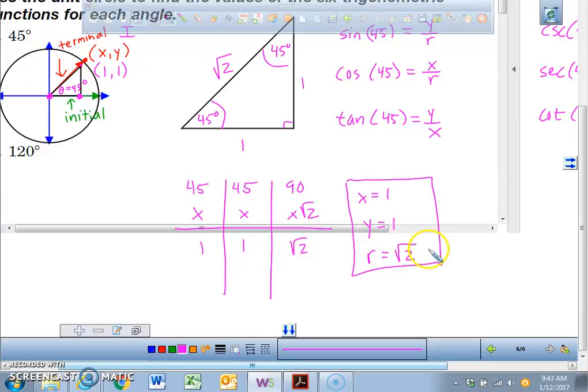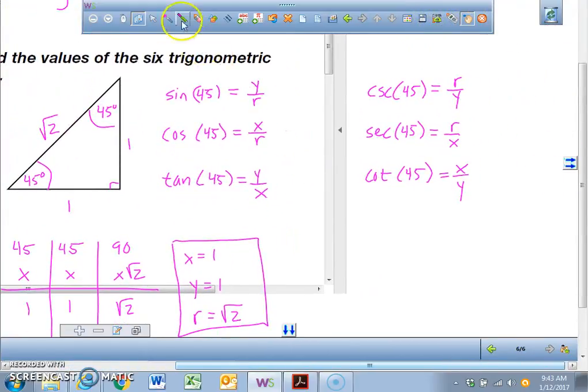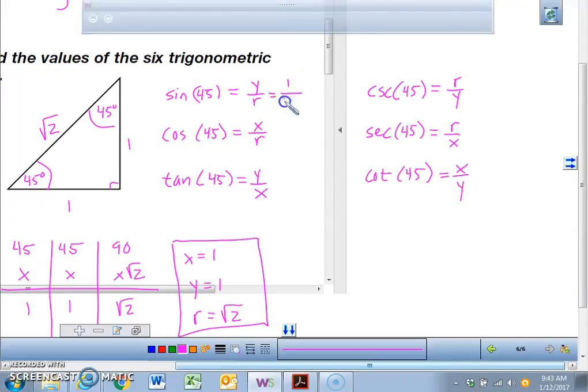So now I have x, I have y, and I have r. Once you have those 3 terms, you can simply plug them in. Let's plug them in. So here we go. I have to plug our terms in for sine. Yeah, 1 over square root of 2, 1 over radical 2. What about cosine? Oh, interesting. The sine and the cosine of a 45-degree angle are exactly the same. Tangent. 1 over 1.